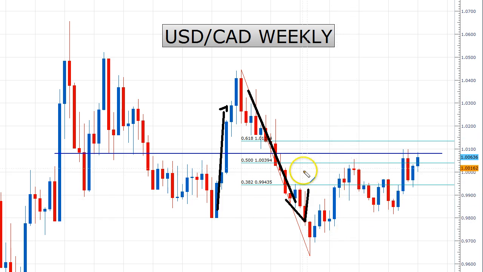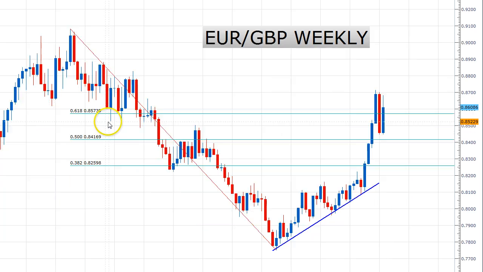And so really the thing to do in this situation is to wait for something a little more consistent to develop and then look to take advantage of it at that point in time. And so that's what I'd be looking at on the USDCAD weekly.